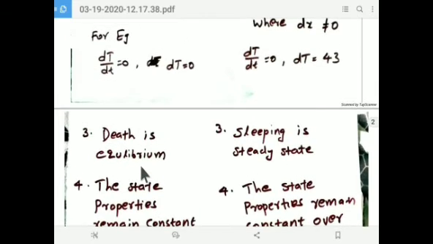Then the third point: death and sleeping. In death and sleeping, we are in dormancy. We can't identify what is happening outside. Then how can you differentiate death and sleeping? Simply, you can say death is a state of equilibrium, and sleeping is a steady state. Death is equilibrium, but sleeping is steady state.